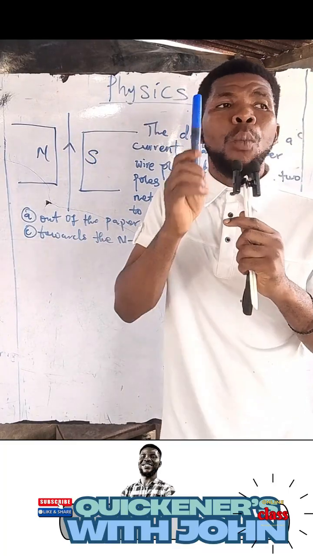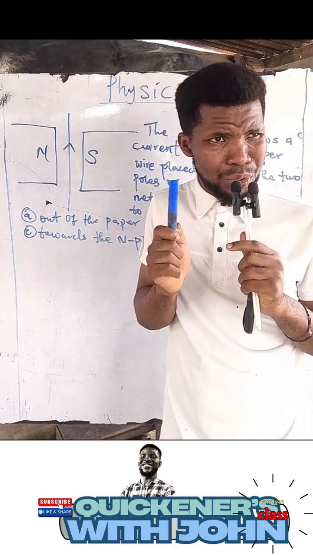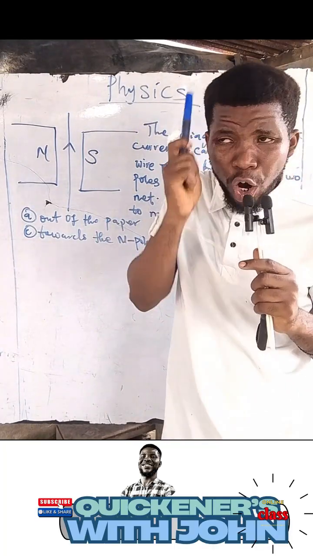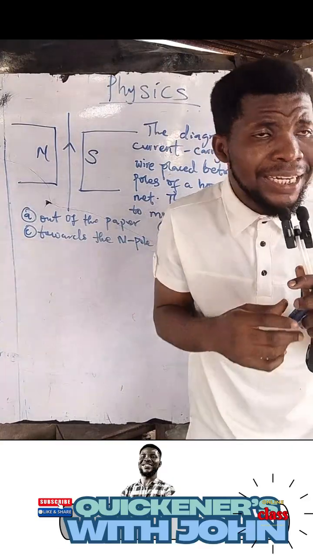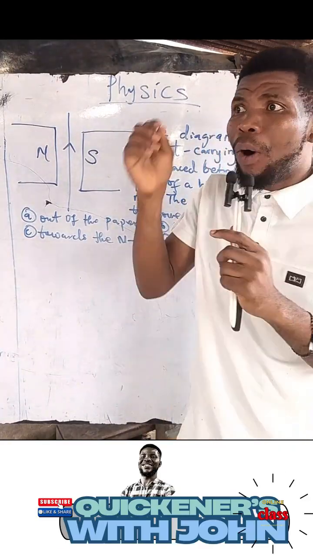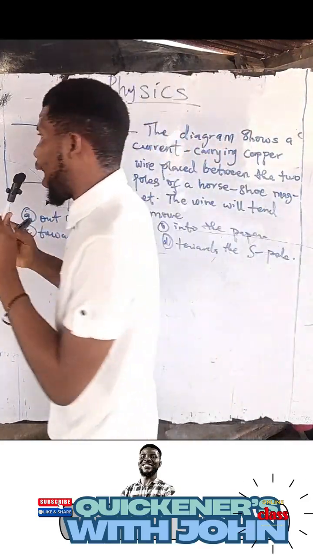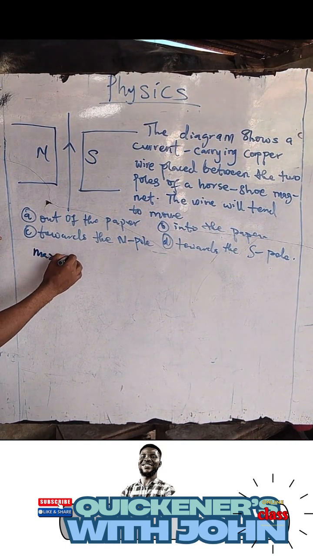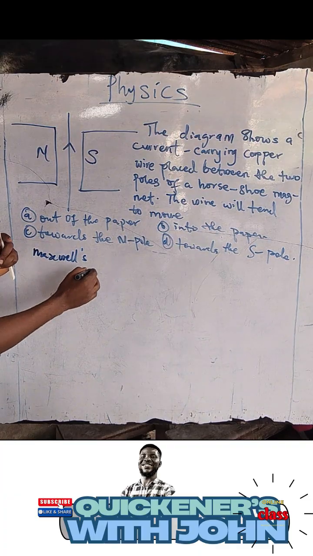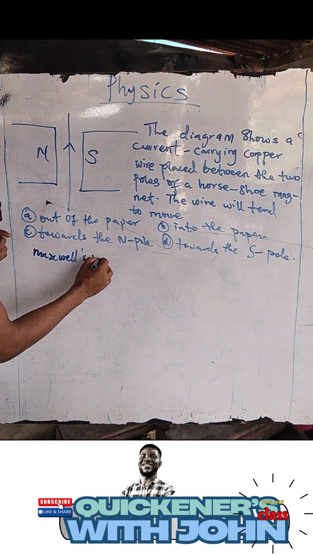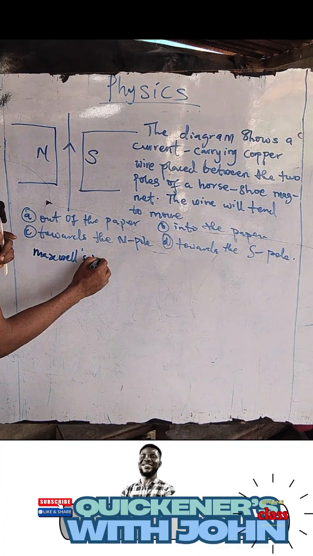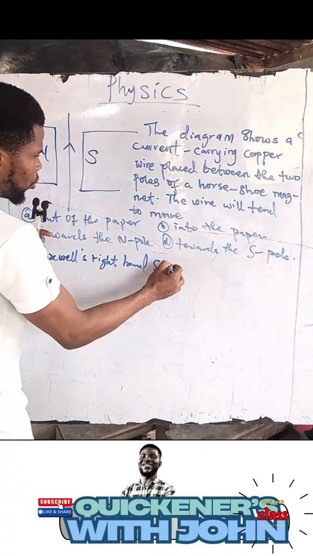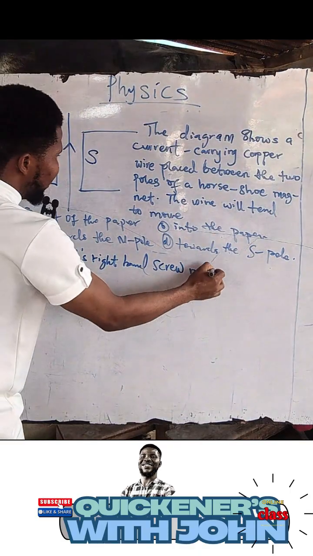So, what is the direction of the magnetic field around a current carrying conductor? There are two laws that help you to determine the direction of the field. The first one is what? Maxwell's right hand screw rule. Then the second one is what?